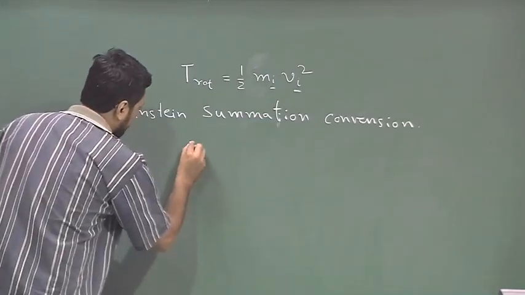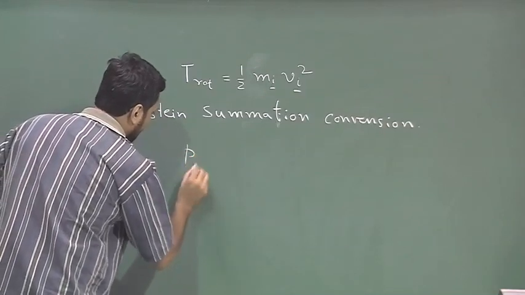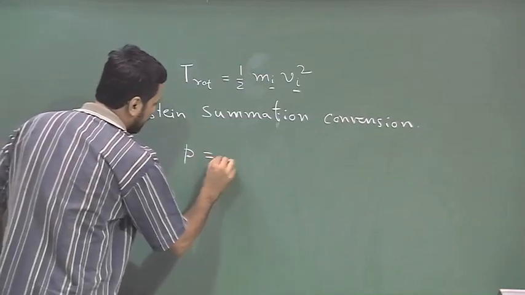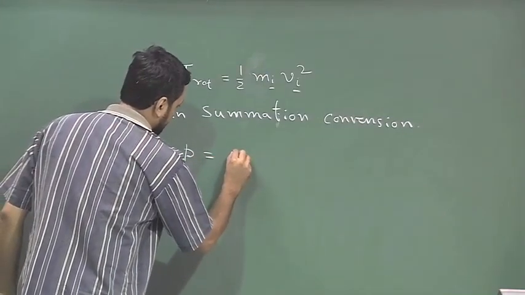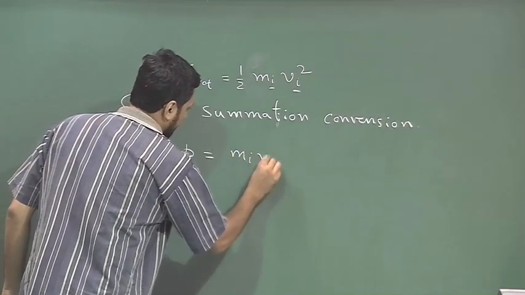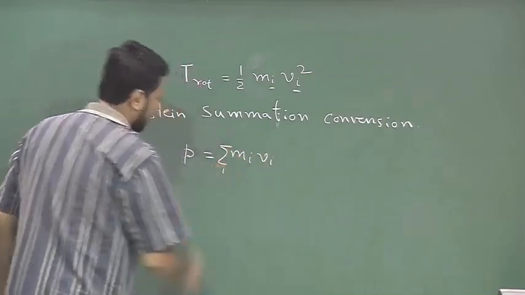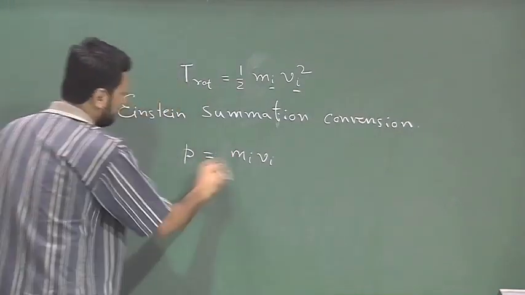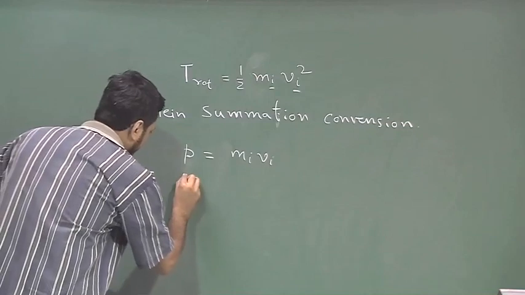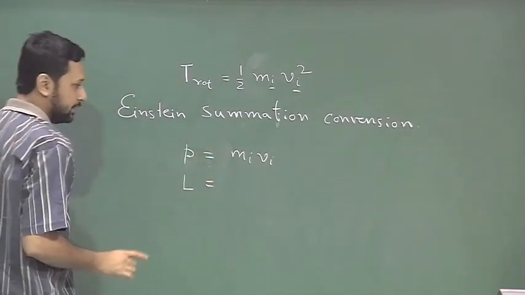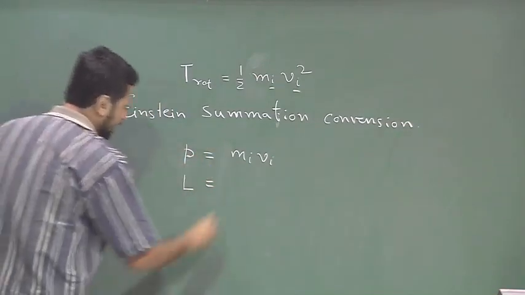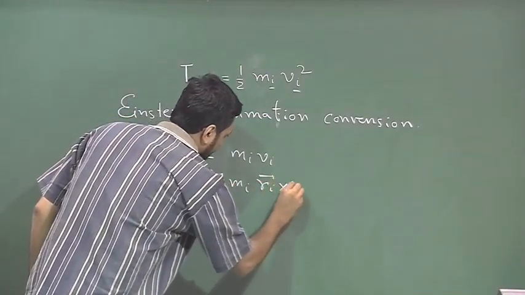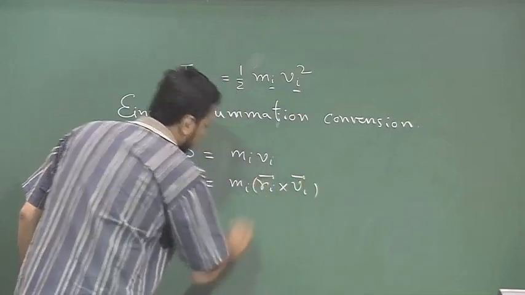For a system of particles, the total linear momentum P was given as the sum over i of m_i v_i. In this convention, P will be simply written as m_i v_i. Similarly, the angular momentum L, which was a summation over r cross p_i, will be given as m_i r_i cross v_i.